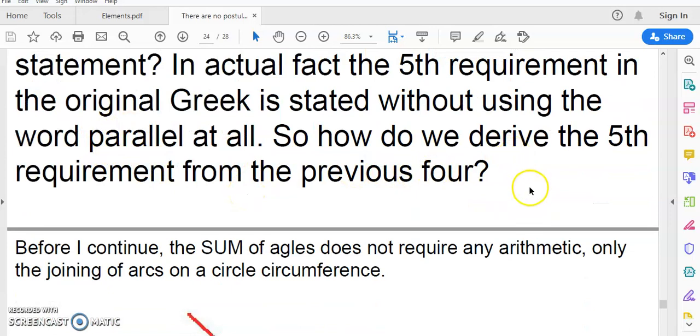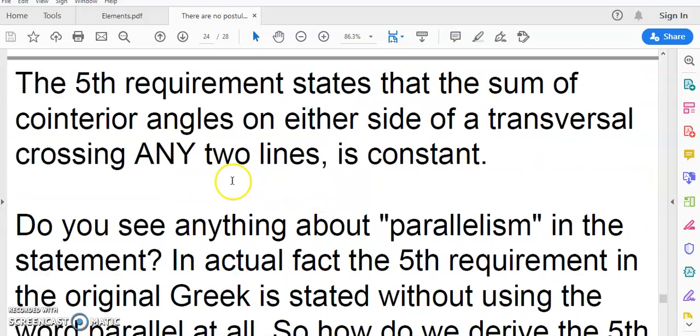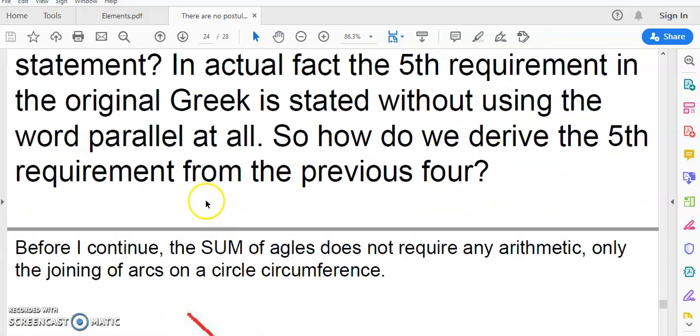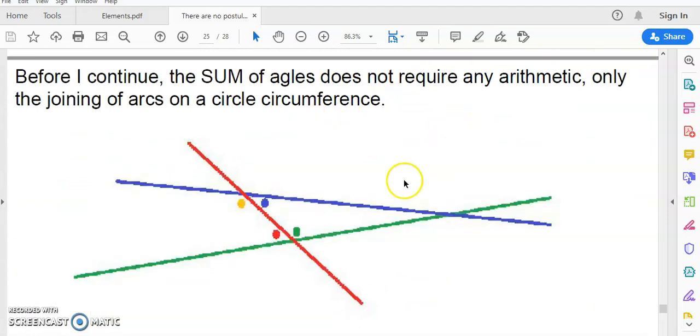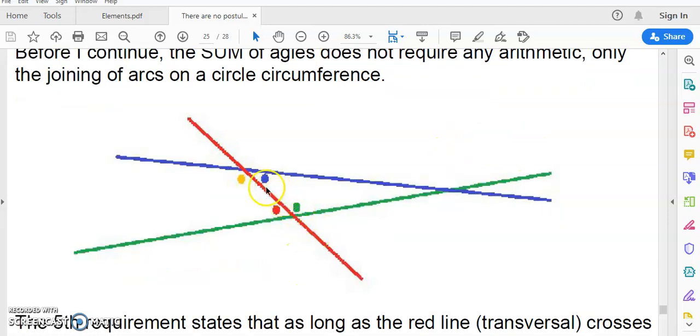And now we have to derive this concept here from the previous four, okay, that the sum of the cointerior angles is constant. So before we can do that, we need to have what's called a theorem. And watch how I'm going to do this, because it's very ingenious. So again, I'm not going to use any arithmetic, only the joining of arcs on a circle circumference. And this is what Euclid is saying.